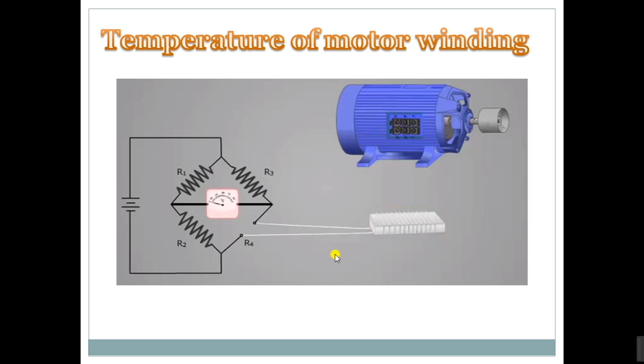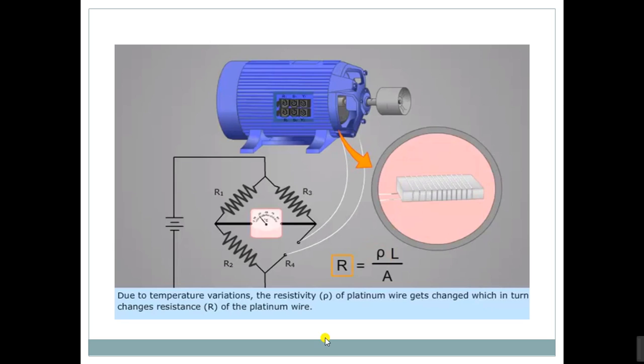Right? See here, the platinum RTD is connected inside of our motor. Right? So due to this, the resistivity of platinum wires gets changed, so the resistance of this network can be changed. So from this, the resistance can be calibrated with the help of this meter.